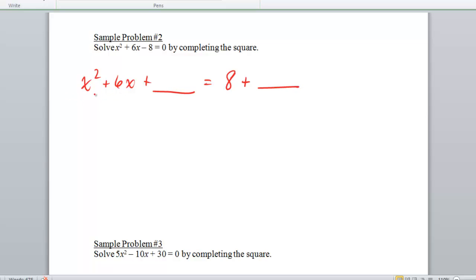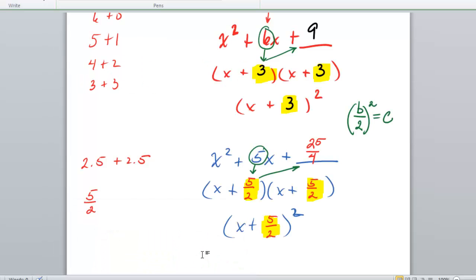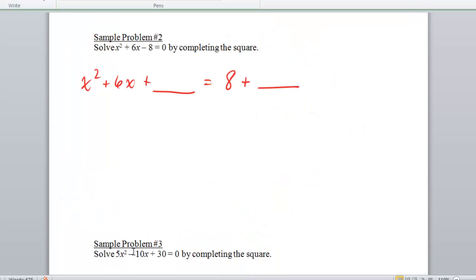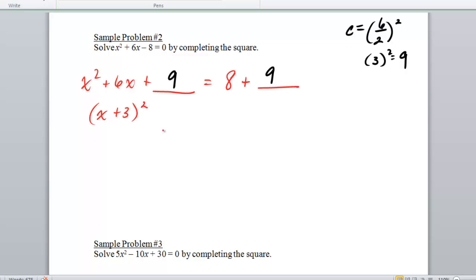We've seen x squared plus 6x before. We did that on the previous problem where we had the 3's that added up to 9. If you were using the little formula we gave you, that would be 6 over 2 squared, which is 3 squared, which equals 9. So we're going to add 9 to both sides, which gives us x plus 3 squared, or you could do x plus 3 times x plus 3 first if you feel more comfortable. And now it's equal to 17.